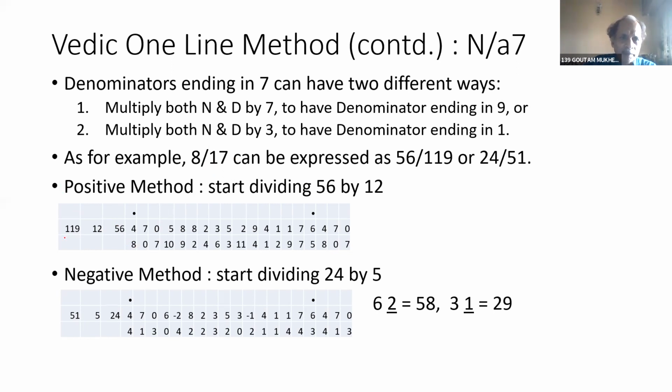So it becomes 56 by 119, or multiplied by 2 and by 3, it becomes 24 by 51. So 8 by 17 can be expressed either as 56 by 119 or 24 by 51. When expressing as 119, you have to do the positive method by 12. Here you have to do the negative method by 5. So this is your choice. But certainly, ending in 1 will be very cumbersome in the case of the positive method.